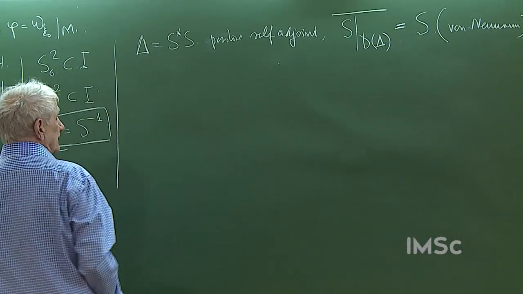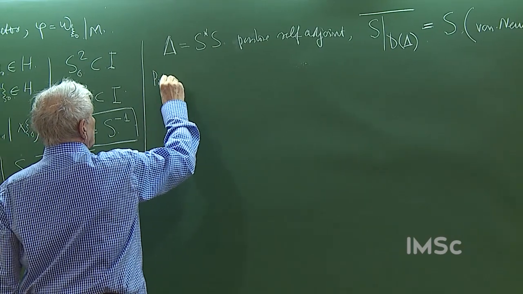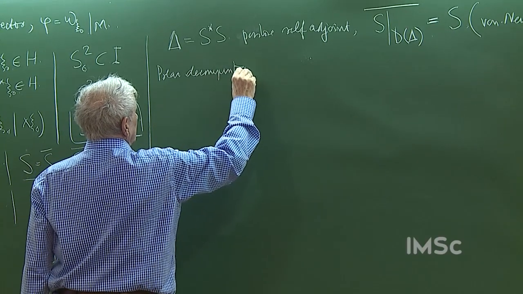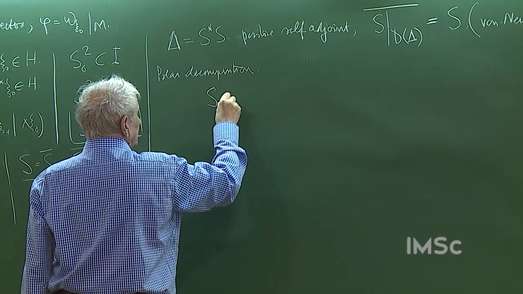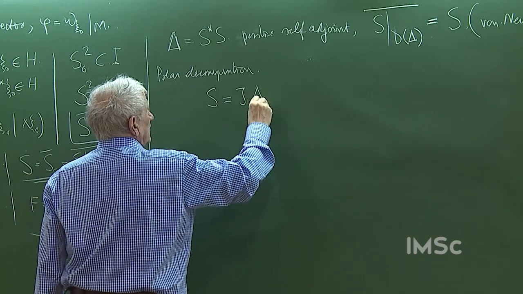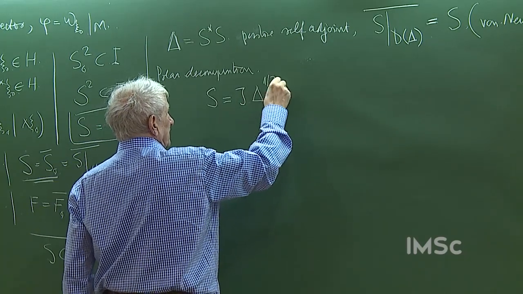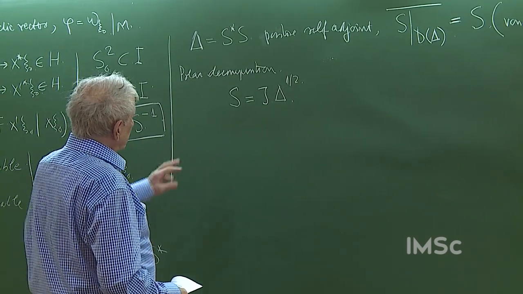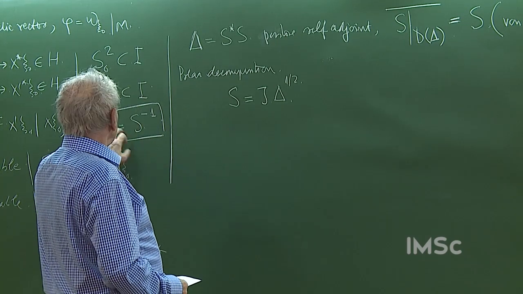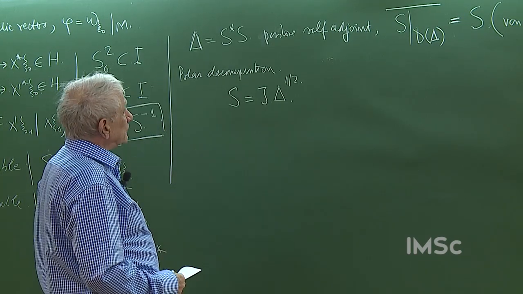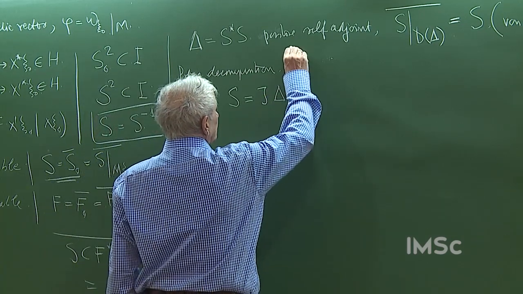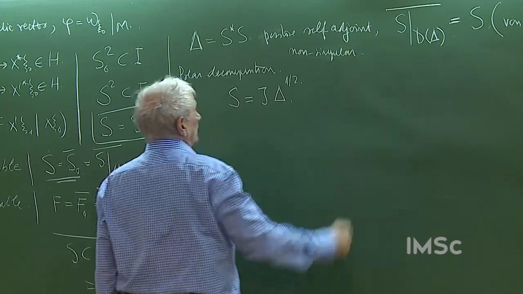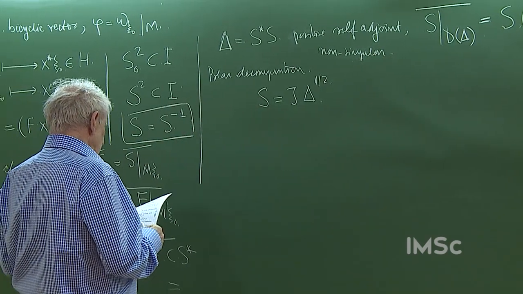And with this, we also have the polar decomposition, which is S equal to JΔ^(1/2), where J is a surjective isometry because S is invertible, and so Δ is a positive self-adjoint operator and also a non-singular operator.